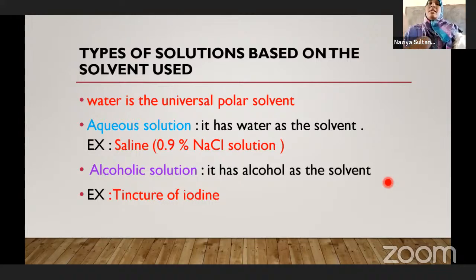Whereas tincture of iodine, they will not directly ask you what is an alcoholic solution. They can ask, tincture of iodine is an example of dash type of solution, right? So tincture of iodine is an example of alcoholic solution. Here iodine is the solute and alcohol is the solvent.